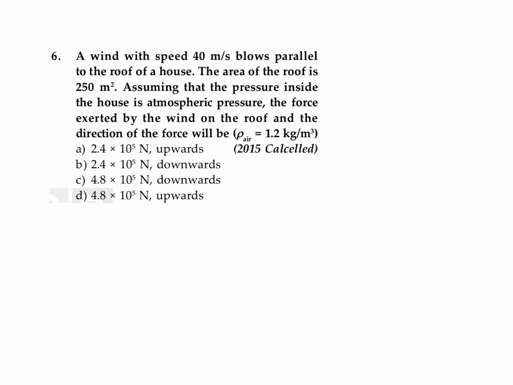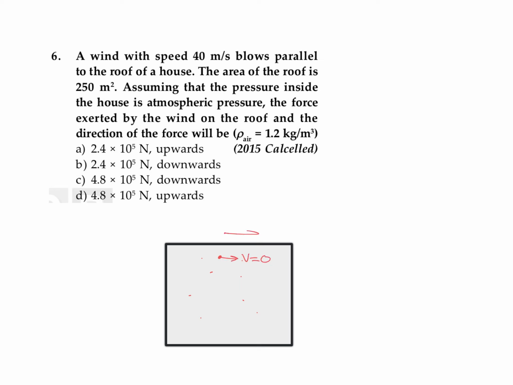So over here, consider that there is a house, and here we can take it as the air which is inside the house is at rest. So the velocity of air inside we can take as equal to 0, and some wind is flowing, or air is flowing, with some velocity, take it as v2, above it, and that velocity is given as 40 meter per second, parallel to the roof of the house. The area of the roof, its area of cross section, is also given. Its area is given as around 250 meters square.